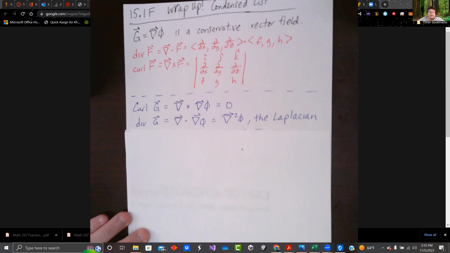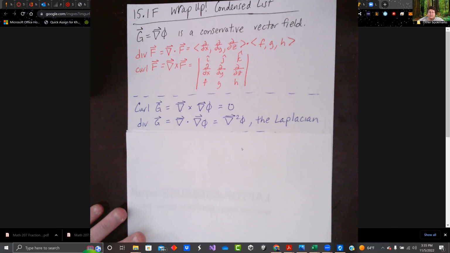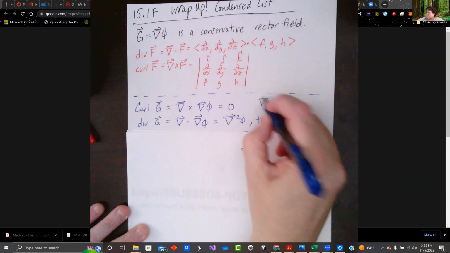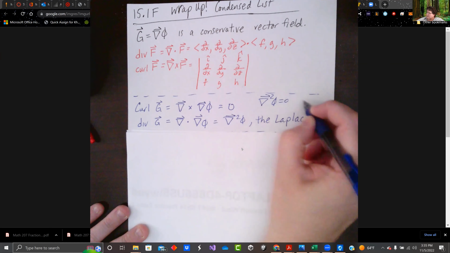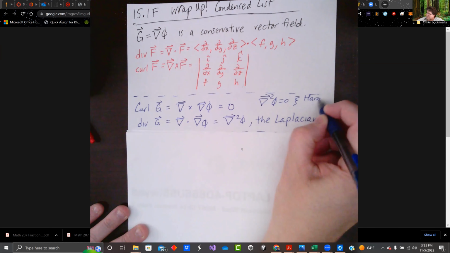If G is a gradient of another field, the curl is 0. And then the divergence of G, we have del dotted with the gradient of phi gives us the Laplacian, del squared phi. If this equals 0, we're looking at harmonic functions. I did not write that down here, but maybe it's worth writing down. If del squared phi equals 0, these are harmonic functions.